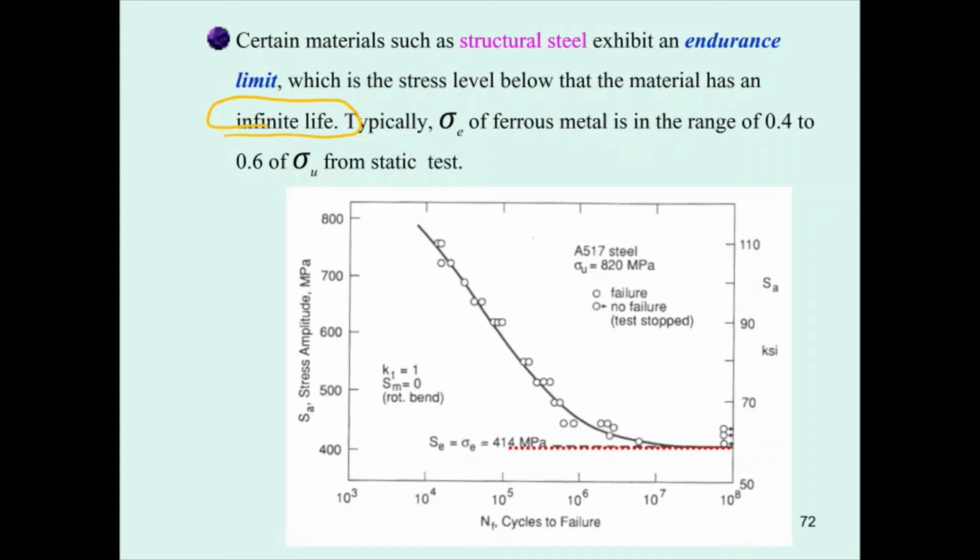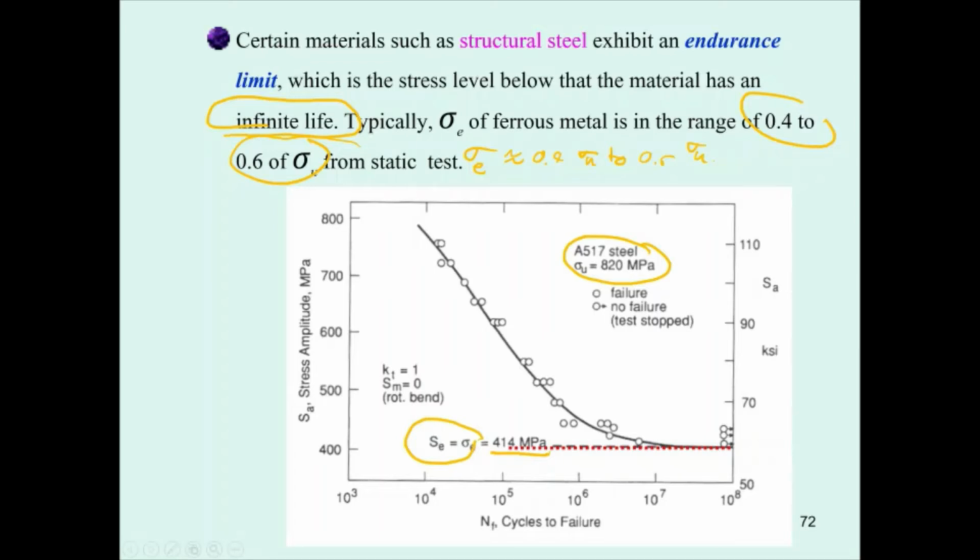And luckily, our steel, for example, that has the sigma sub u of 820, may have an endurance limit of 414. That is about half, or a ratio of 0.5 to 0.6. Usually, the sigma sub e will be approximately 0.4 sigma sub u to 0.5 sigma sub u.